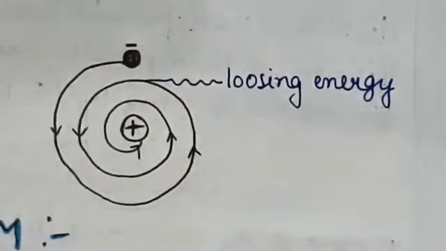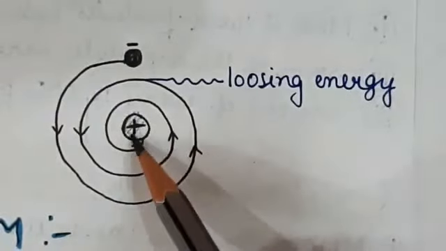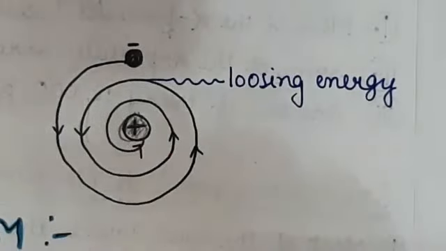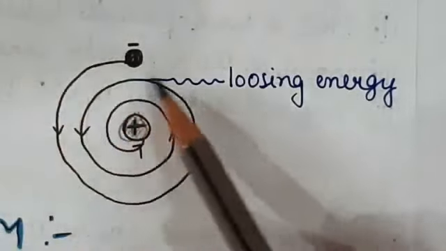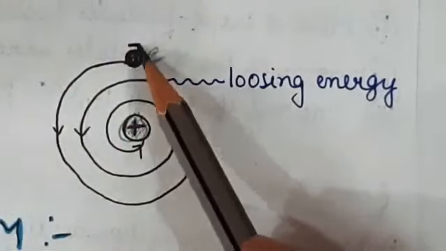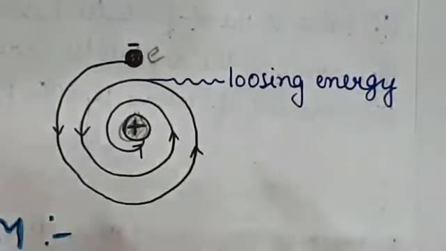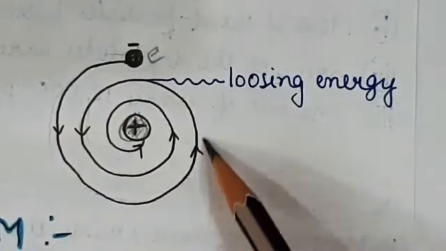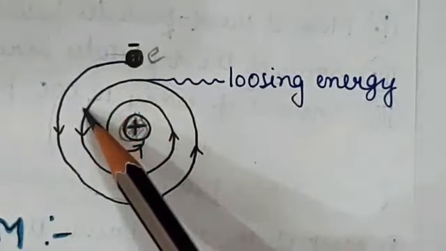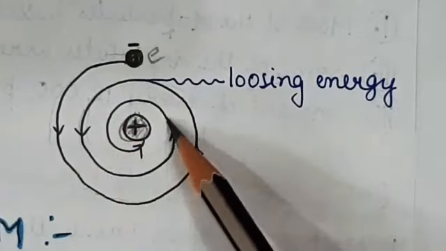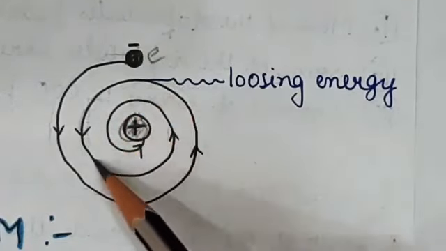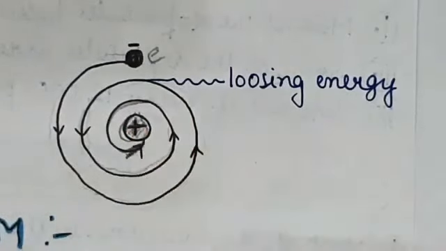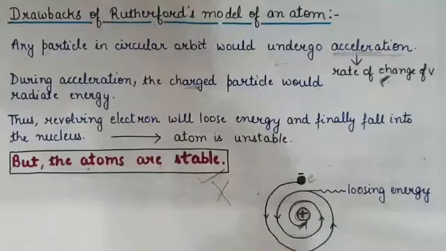See this diagram? This is the nucleus, where the positive charge and the mass are concentrated. Now these are the circular paths in which the electron, e negative, is revolving. This charged particle will undergo acceleration, so it will release energy. And when it releases energy, it will finally fall into the nucleus, and if it falls into the nucleus, it means the atom is unstable.